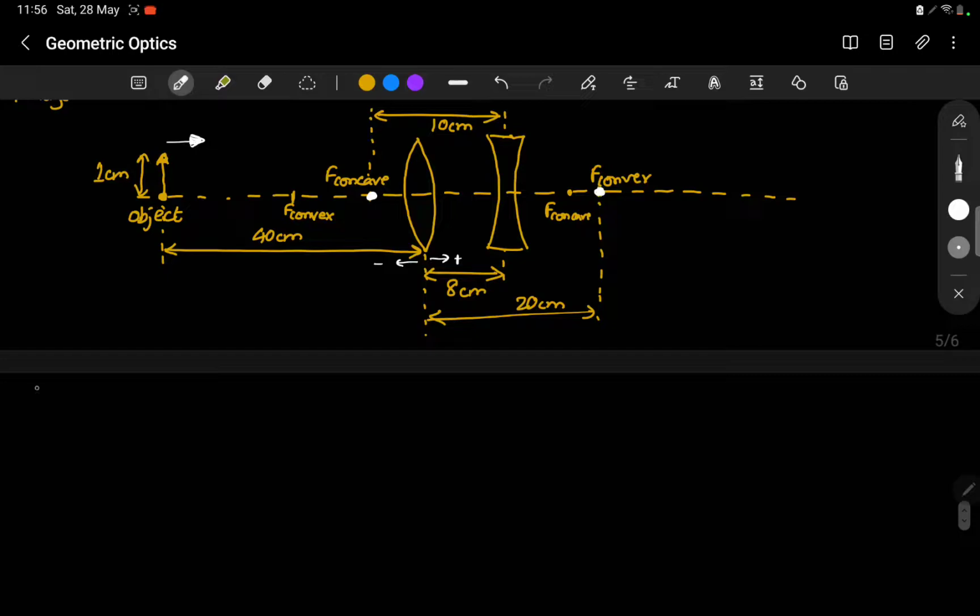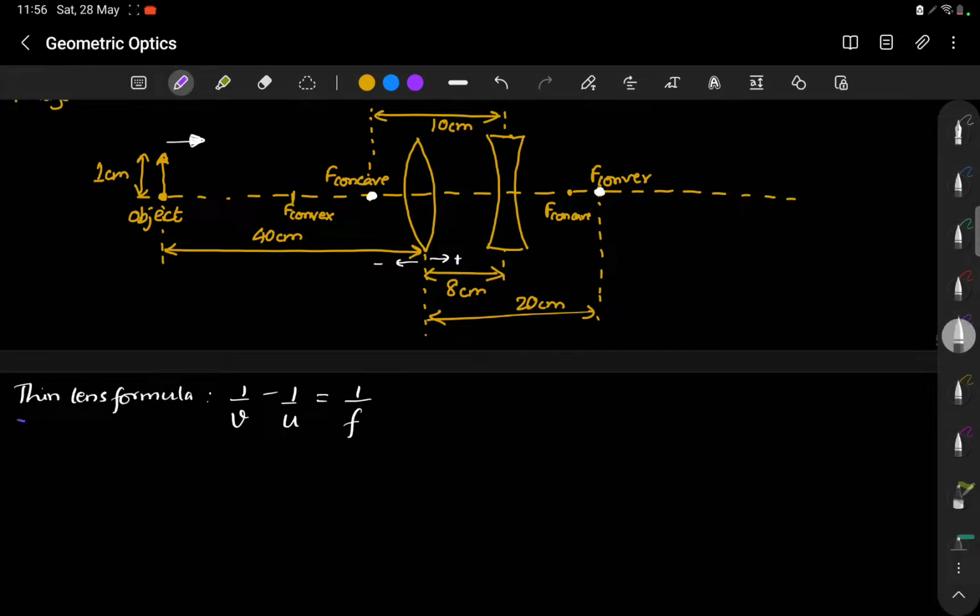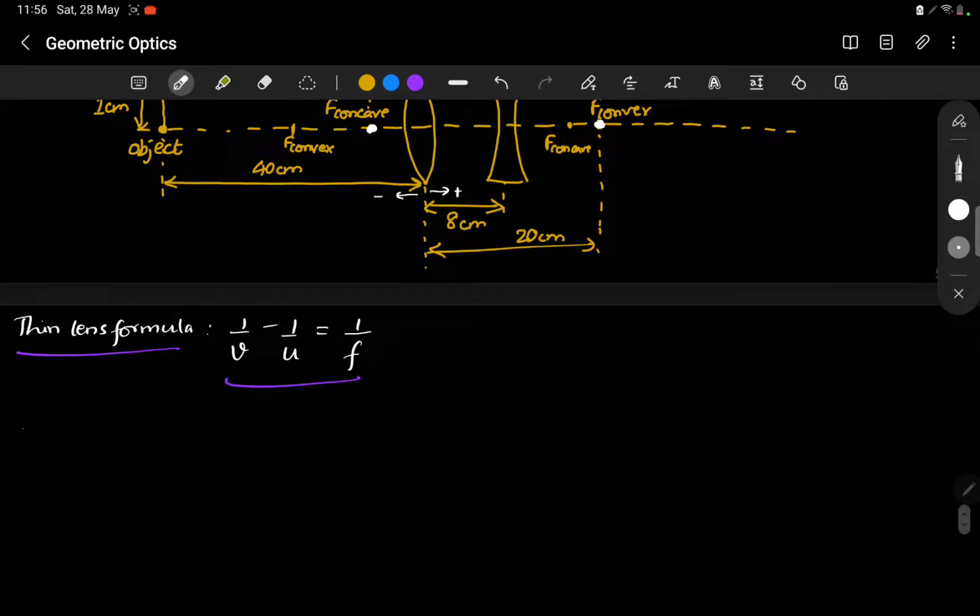So let us start by first looking at the convex lens, but before that, the formula that we are going to use is the thin lens formula, which we have seen many times before in this video series. So this is our thin lens formula. We will use it twice, first for the convex lens, then for the concave lens.